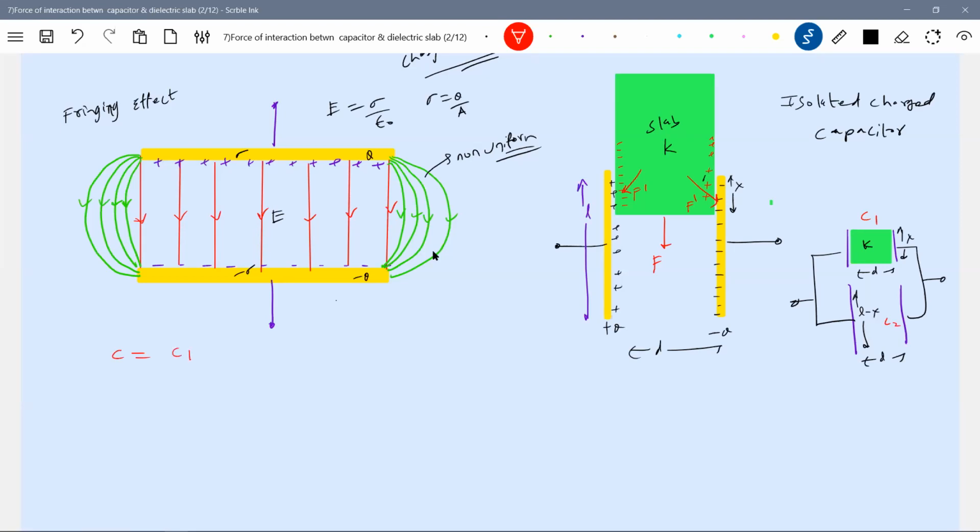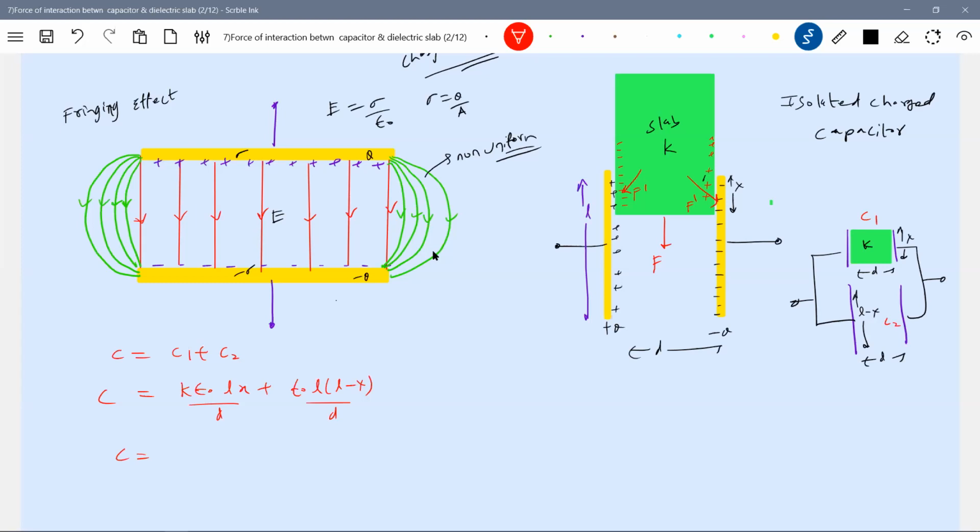We'll find out that and we'll see. What was our condition? We have to calculate that force F. So I'll start with this one. What is C1? K epsilon naught L into X by D, then epsilon naught L into L minus X by D. So this is the expression for capacitance.